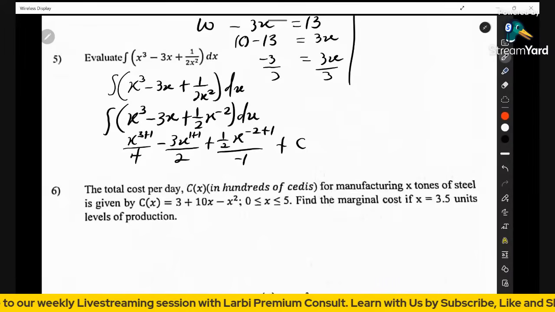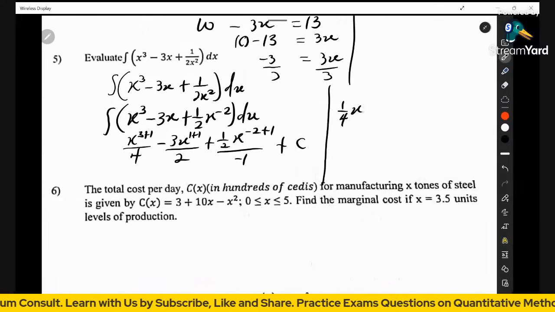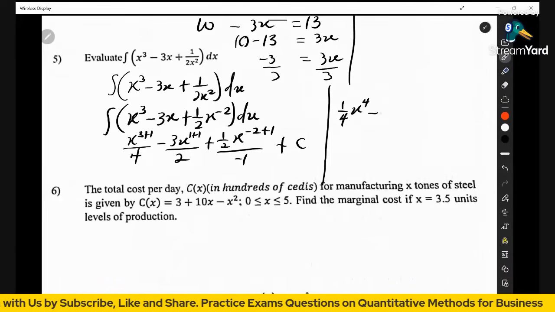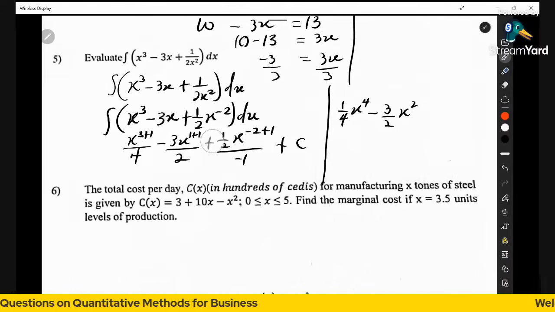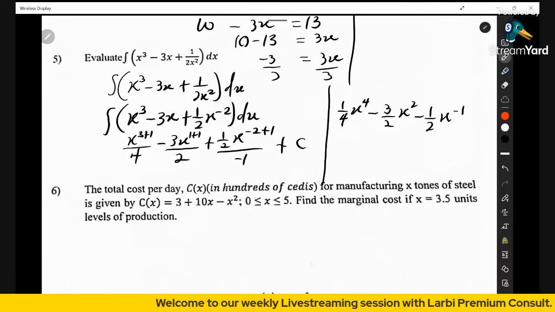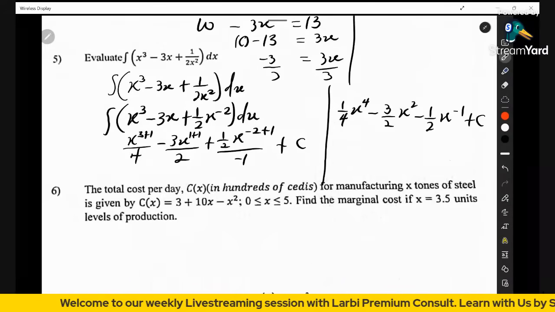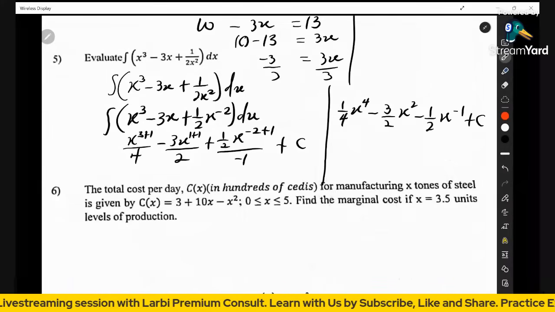At the end of the day, we can write the whole of this as 1 over 4 x to the power 4 minus 3 over 2 x to the power 2. Remember, here is negative, so we will change this positive to negative. So that becomes negative 1 over 2 x to the power negative 1 plus c. You can have your answer in this form, and then you are good to go. So let's take note of that.